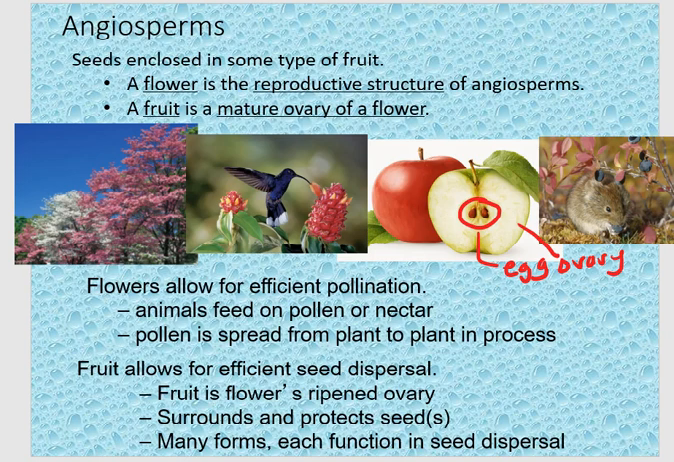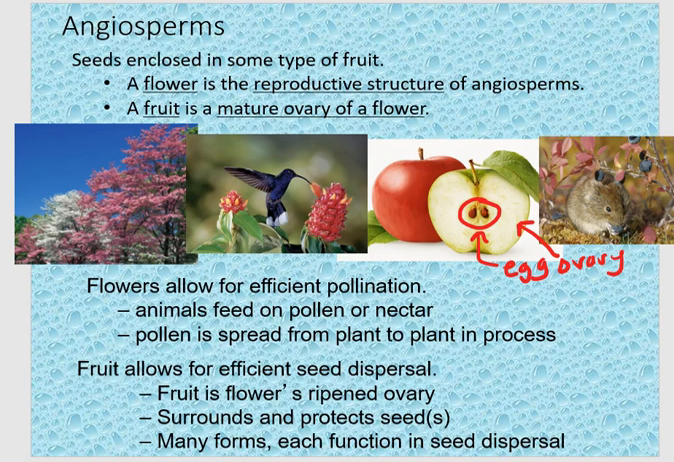When it produces it and it matures, we have a piece of fruit. That is the mature ovary of the flower, like you see that apple there. Flowers allow for efficient pollination, meaning you have the egg, you got the sperm, you got everything right there. You can have that pollination happen quickly, efficiently, and we move from plant to plant using those animals or different ways it can be dispersed.